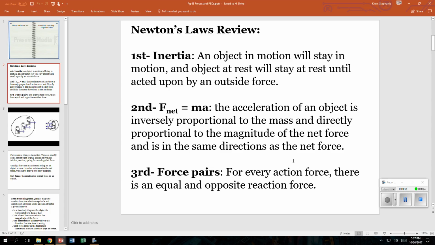And then, of course, our third Newton law tells us that forces come in pairs. So for every action force, there is what we call an equal and opposite reaction force.